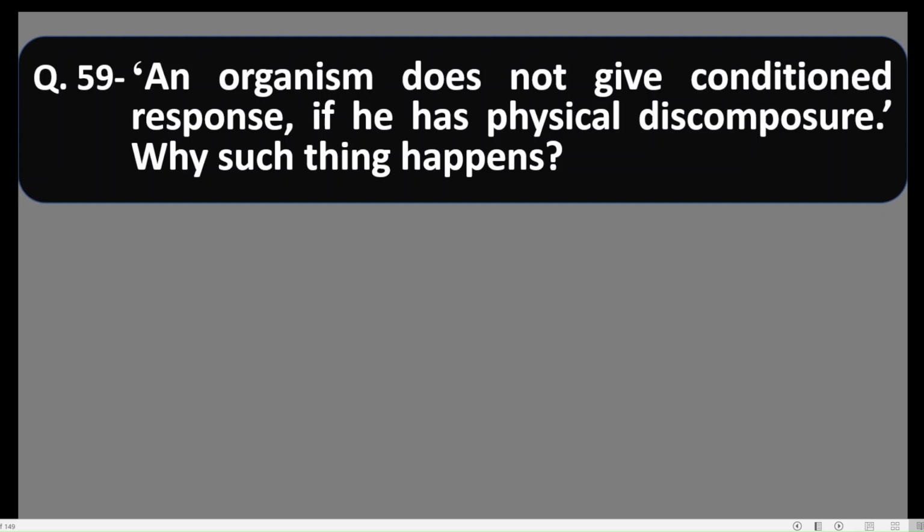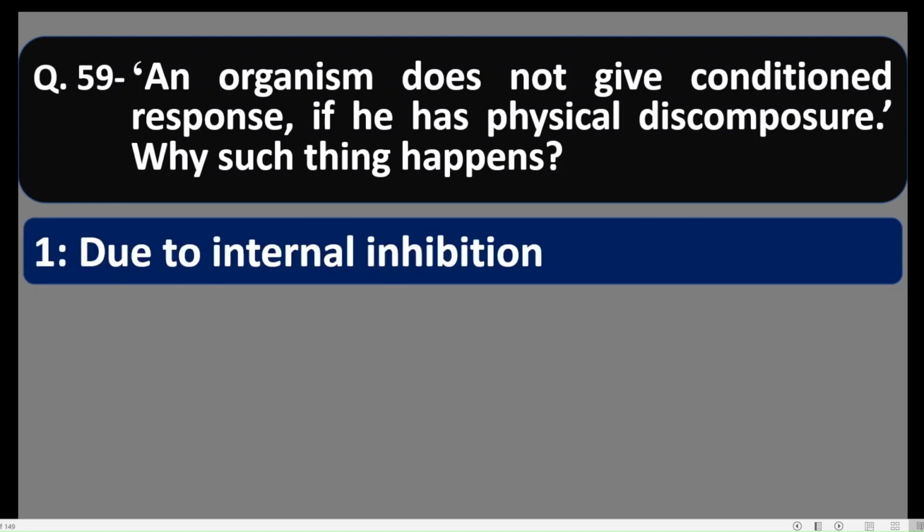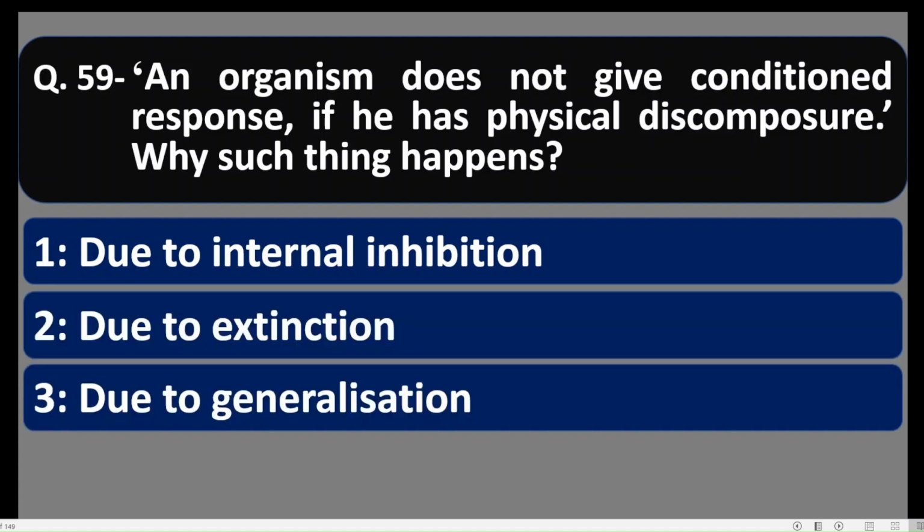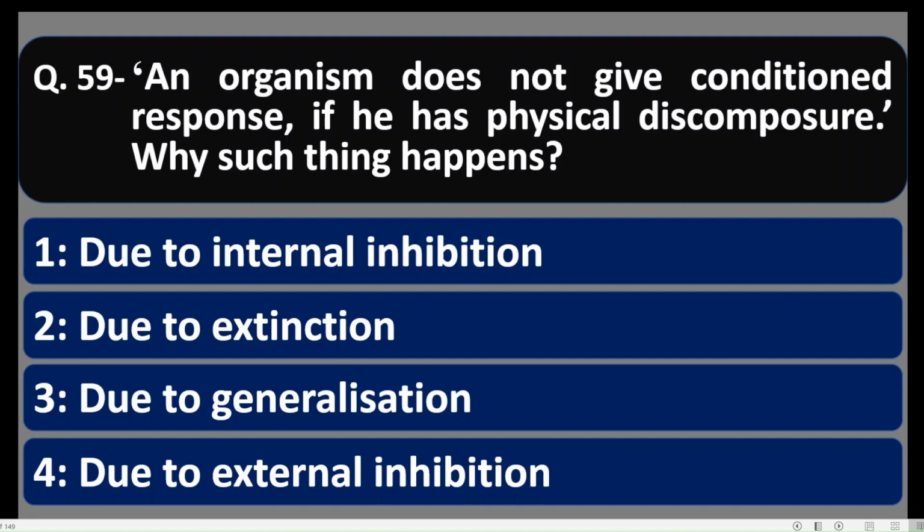Question number 59. An organism does not give conditioned response if he has physical discomposure. Why such thing happens? What is the reason? Number 1, due to internal inhibition. Number 2, due to extinction. Number 3, due to generalization. Number 4, due to external inhibition. So physical discomposure is there, so it is due to internal inhibition. Option number 1 is correct.